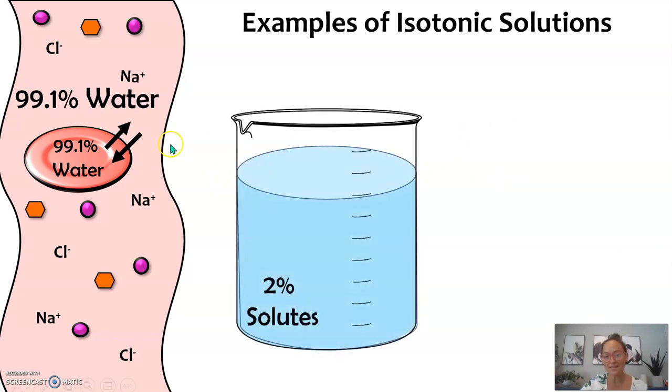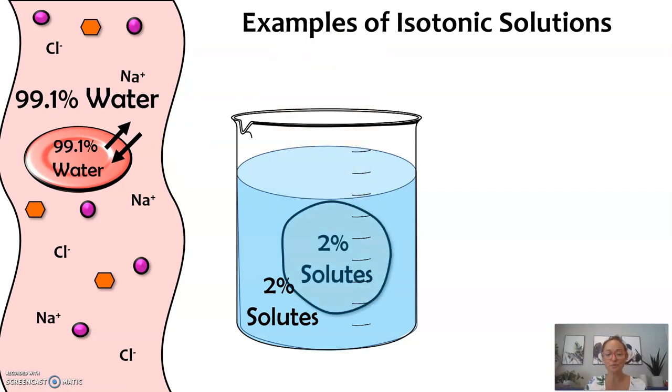We also may see it in a beaker situation. So here, if you have a cell that is 2% solutes and the external environment is 2% solutes, that means they're both 98% water, and water would be flowing in and out equally across this lipid bilayer, and there'd be no change in mass of the cell.